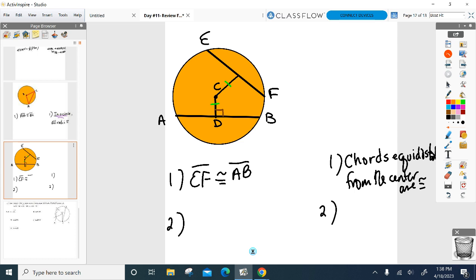Don't tell me about the chords and arcs; I'm not looking for that. I'm just looking for this right now. Just given this diagram, what else is true?